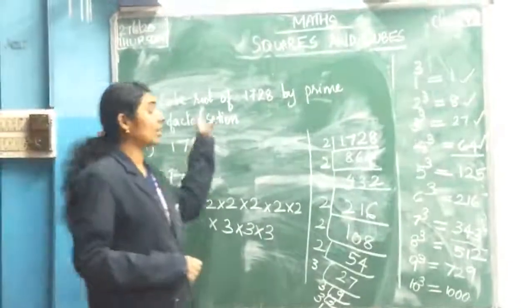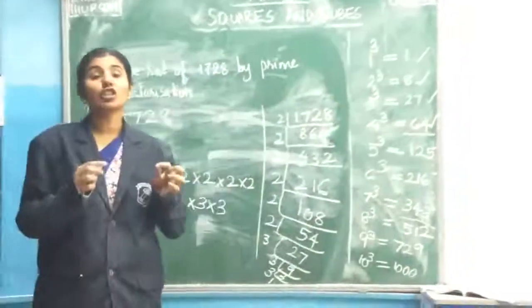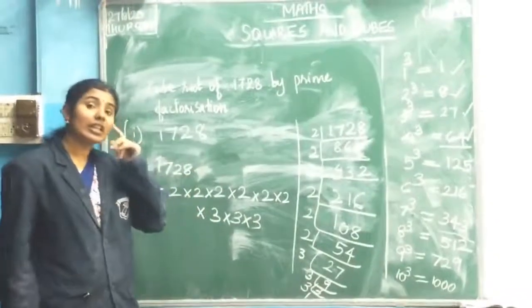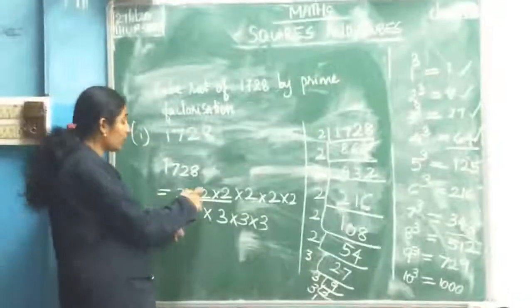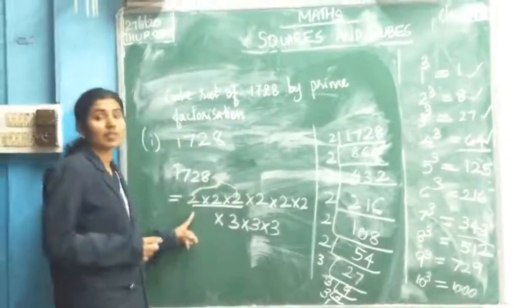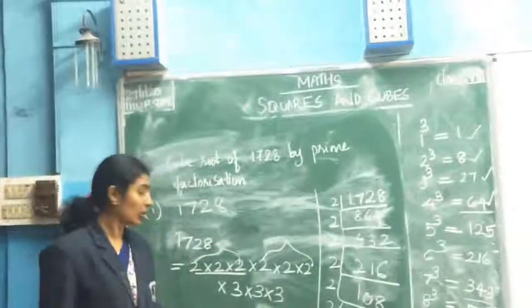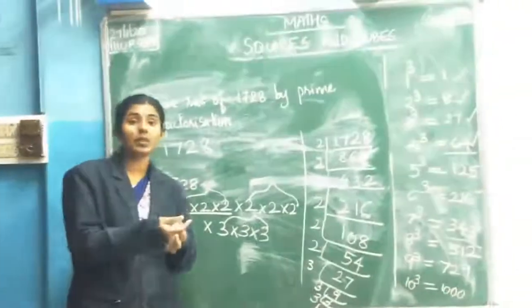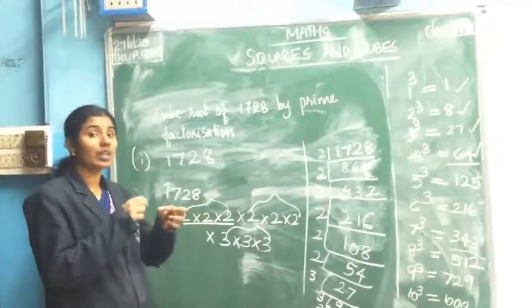Now you should know how to take the cube root of these numbers. Cube root means you should look for triples of the same number. Here, the first triple of 2 is occurring, next another triple of 2, and next a triple of 3. For square root, from each pair you take one number. And for cube root, we should take one number from each triple.